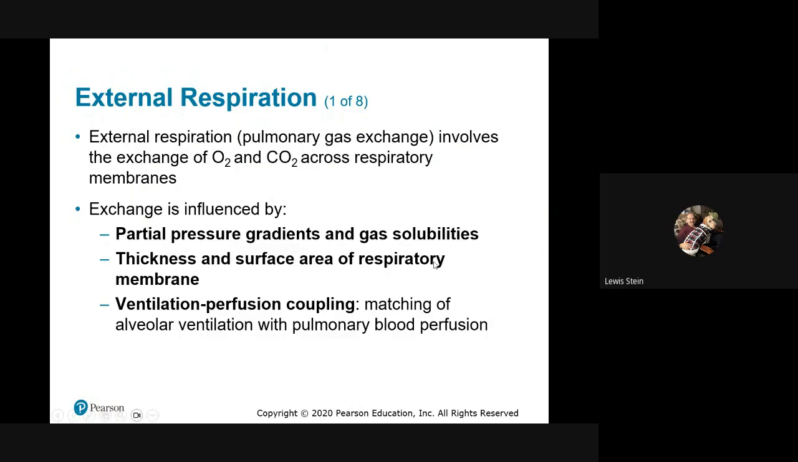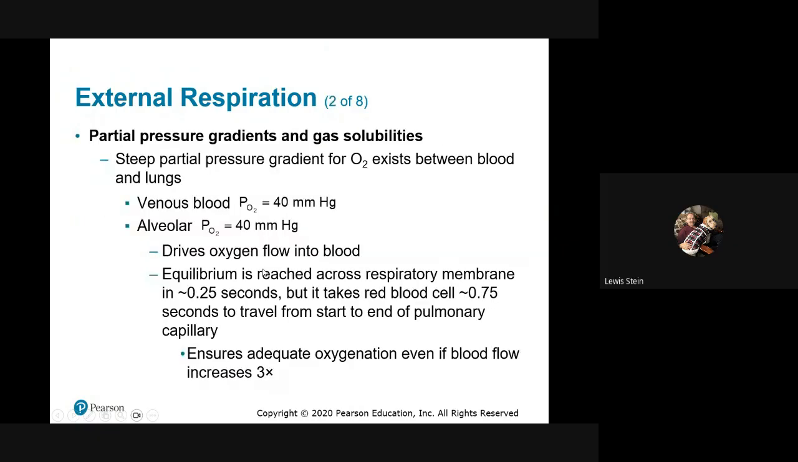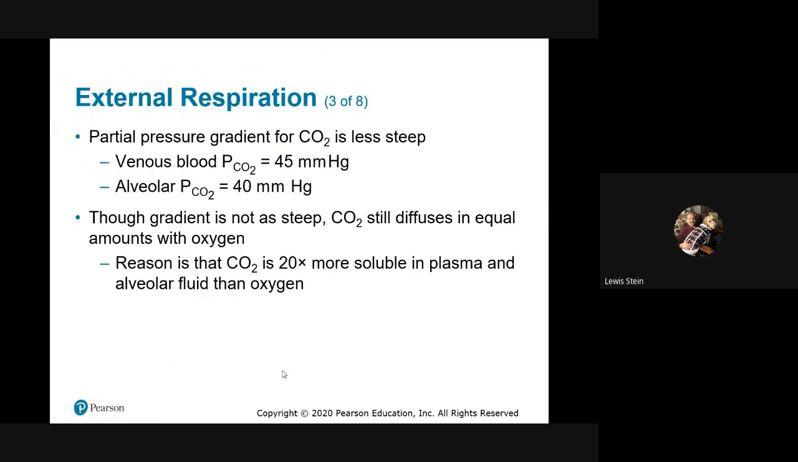Partial pressures and gradients, gas solubilities, etc. So this is what I was telling you before. We have a couple of minutes left. The idea is that oxygen has a steep partial pressure gradient. It only takes about a quarter of a second, and blood has 3 times that much time to pass through those capillary beds. That's a built-in safety margin. If things are going a little slowly, who cares? With adequate oxygenation, blood flow increases. If you're moving more blood, you have that wiggle room, and if it's moving a little slowly, you'll have plenty of time to get through.